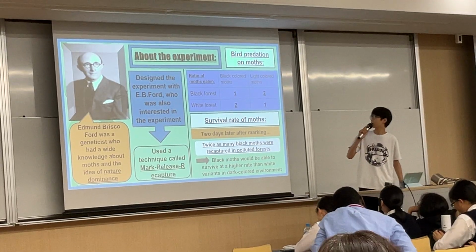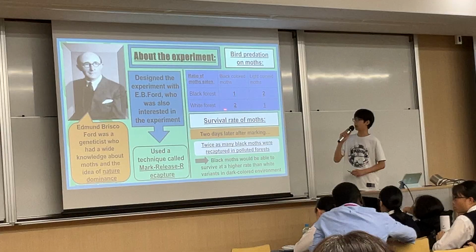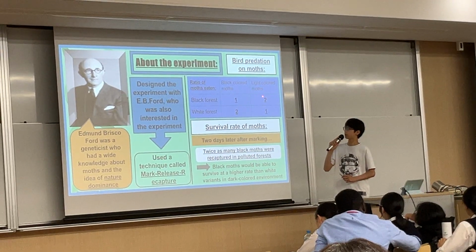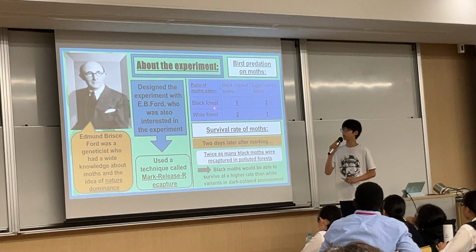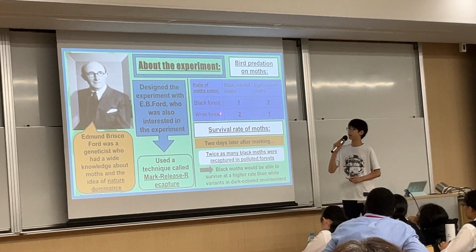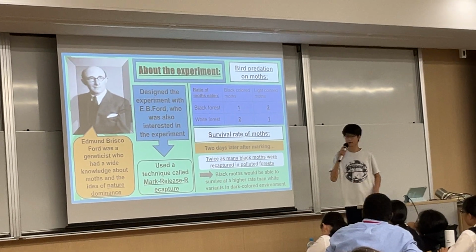In the experiment, to directly study the predation on moths, like this in the graph, light-colored moths were twice as likely to be eaten by birds in black forest, and in white forest, black-colored moths were twice as likely to be eaten than light-colored moths.